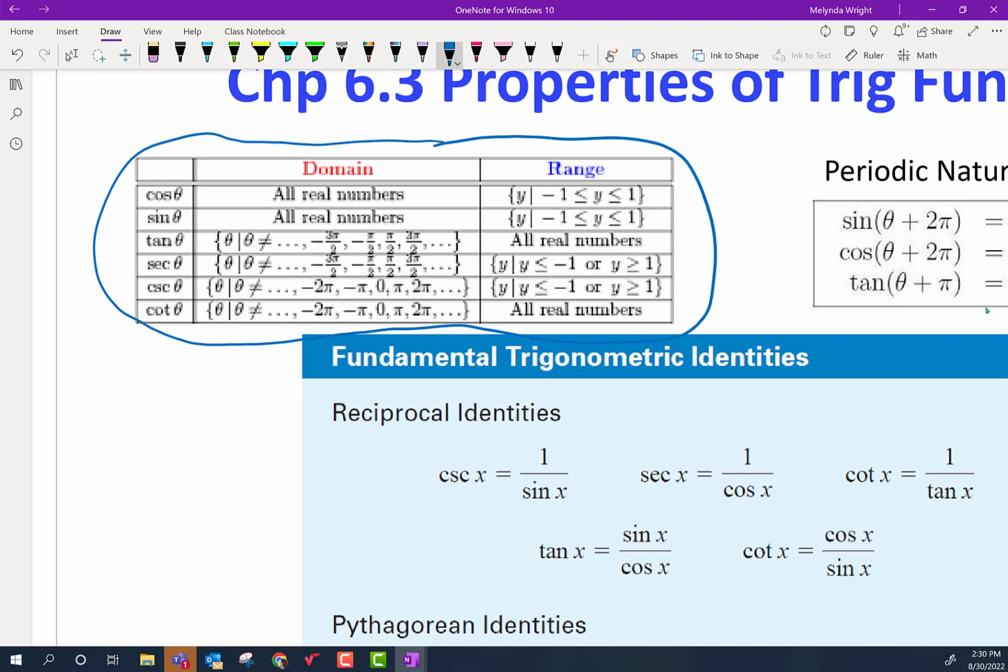I think there's a question or so on the homework that talks about domain and range, you could just refer to this chart. You could just refer back to the chart. So that represents the domain and range of all six trig functions.